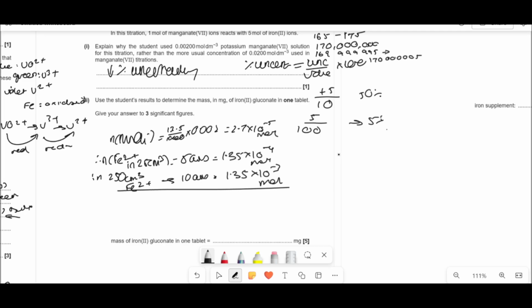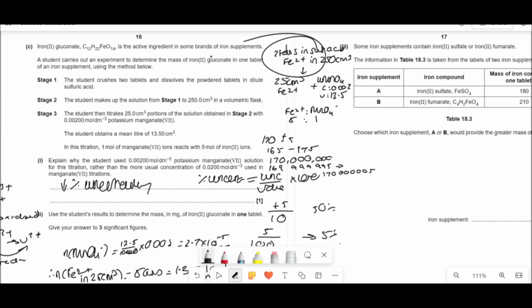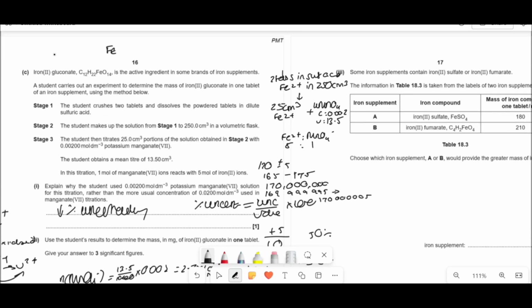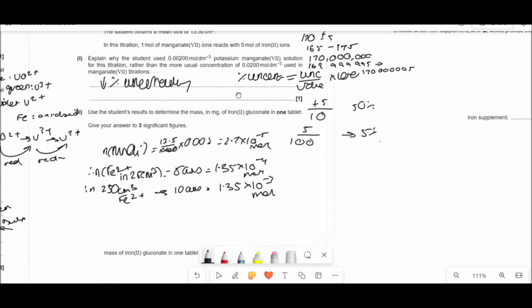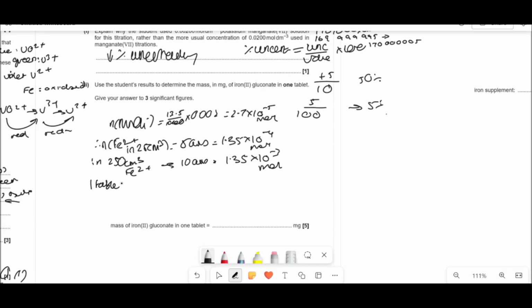All of these Fe's have come from the iron gluconate in 2 tablets, and they've told you that iron gluconate is this one Fe with all of this stuff. So this gluconate dissociates into one Fe plus whatever the other gluconate part is. So you know that the moles of the Fe is going to equal the moles of the whole gluconate thing, and we have 2 tablets. So all of this came from 2 tablets, so one tablet must have moles of iron gluconate being a half of this. So it's 1.35 times 10 to the minus 3 divided by 2, which is going to be 6.75 times 10 to the minus 4 moles.